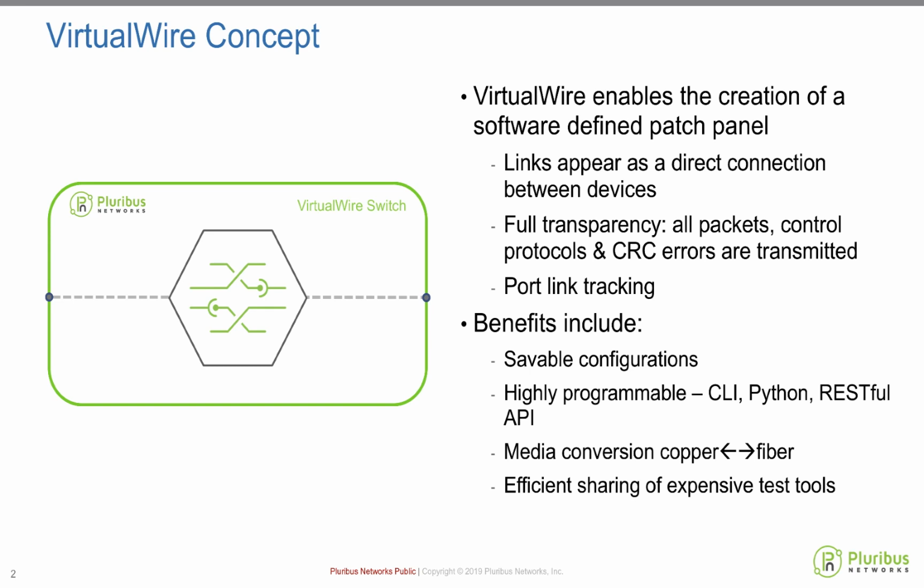the fabric. All packets, including control packets or even CRC errors, are transmitted across the link, and the state of the ports in either end of the VirtualWire is synchronized. So if one port goes down, the corresponding port on the other end does too.